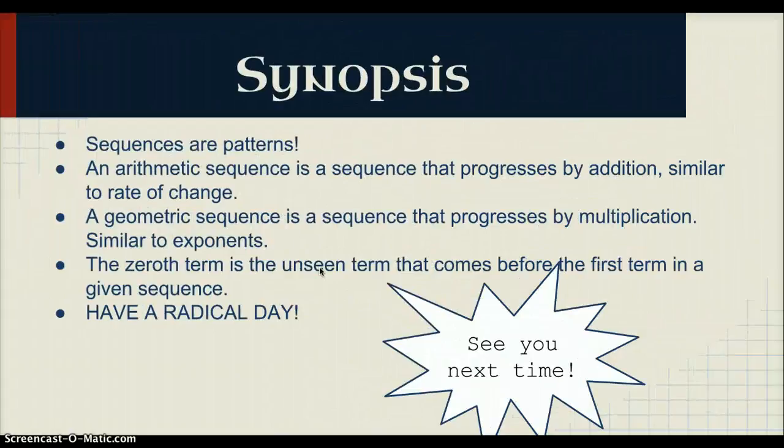Alright, to sum up what we learned about arithmetic sequences, which is basically a sequence that progresses by addition, and it's similar to a rate of change. And a geometric sequence is a sequence that progresses by multiplication. It's similar to exponents. And the zeroth term is the unseen term that comes before the first term in a given sequence.